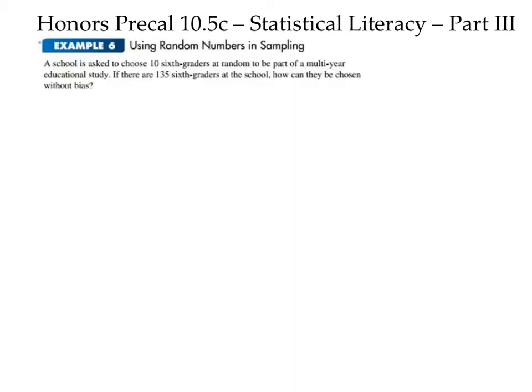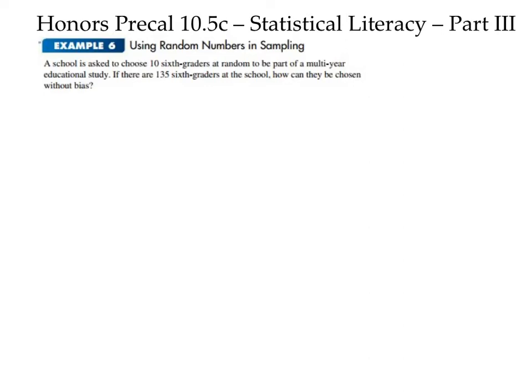So for example 6, a school is asked to choose 10 sixth graders at random to be part of a multi-year educational study. If there are 135 sixth graders at the school, how can they be chosen without bias? So we're going to do this with a calculator. First, using any method at all, assign the numbers 1 to 135 to the sixth graders in any order, alphabetical, etc. Doesn't matter. This isn't where the random piece comes in.